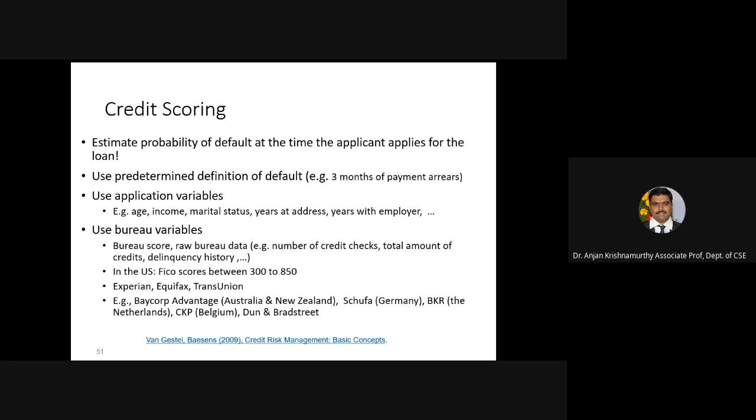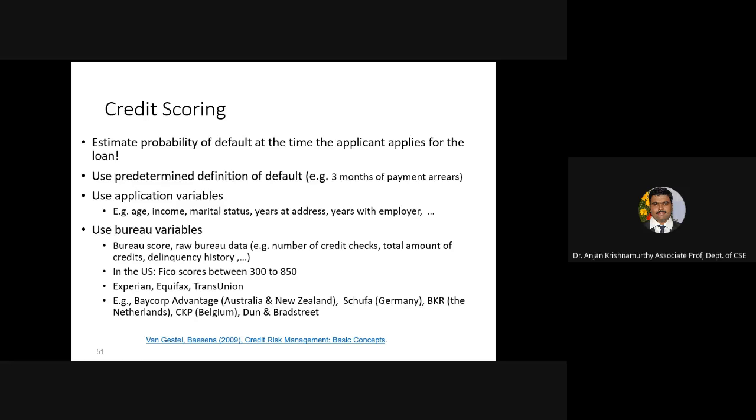Now there is a bureau which basically calculates this credit scoring for anybody who has got a bank account, right? In India we have a scoring called CIBIL scoring, which will basically find out your credit rating out of 1000, right? In the US it is between 300 to 350. In Australia and New Zealand there is a different index. Germany uses a different index. Belgium uses a different index.